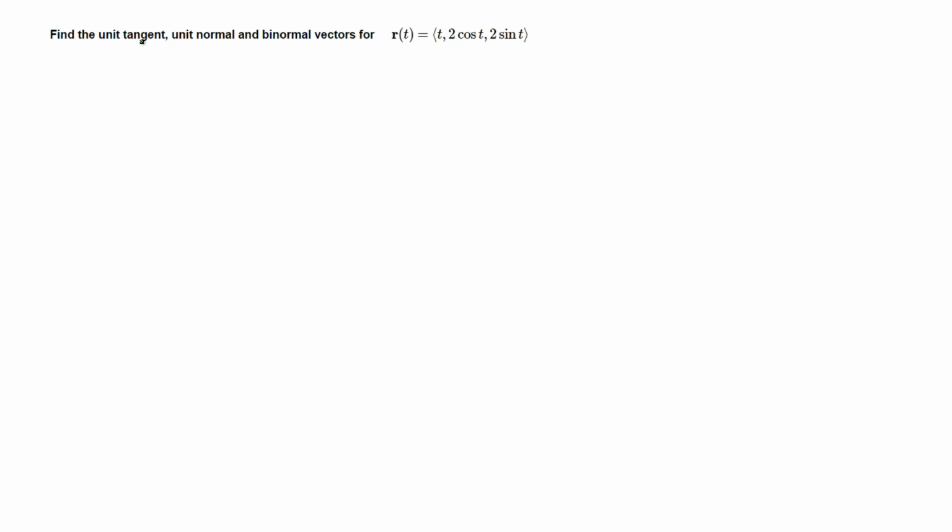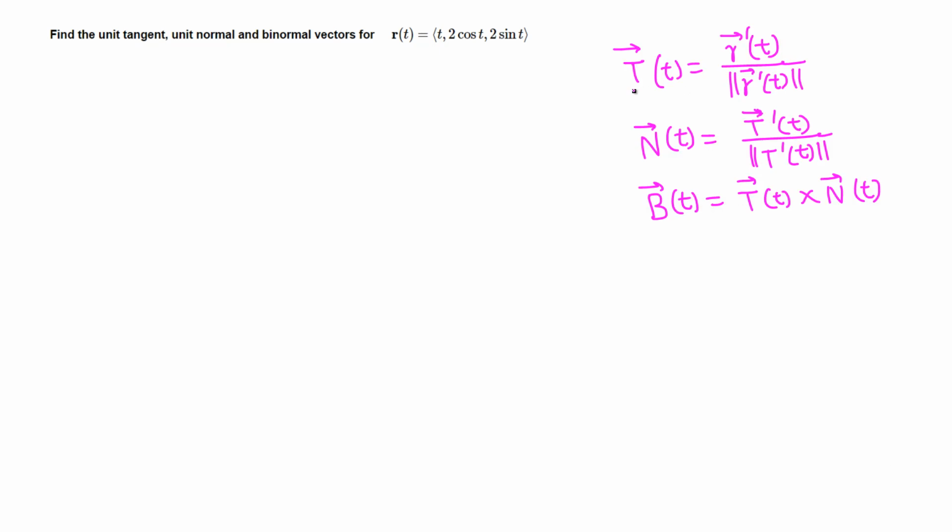Find the unit tangent, unit normal and binormal vectors for this curve. Okay, let me write down the formulas here. The unit tangent vector is given by the derivative of the curve divided by its magnitude. That's the unit tangent vector.